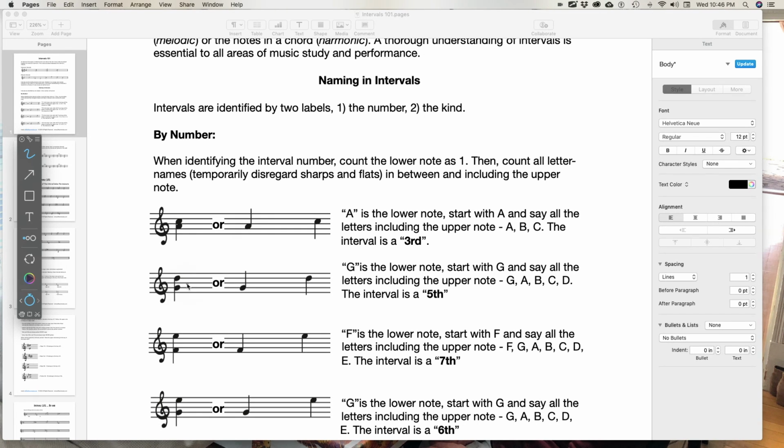Here we have a G to a D. Here are the harmonic examples. These are the melodic examples. So we have the interval of a fifth. G is 1, A is 2, B is 3, C is 4, D is 5. So that's a fifth. That's referring to naming the intervals by number.